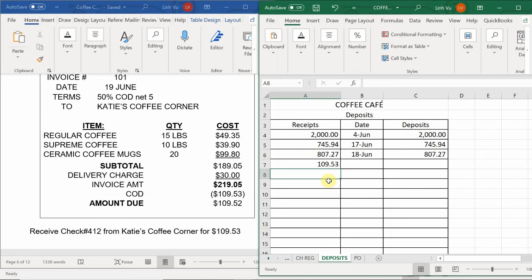Okay. So, in this case, the middle part is when I actually deposited it. In this case, I didn't deposit it yet. I'm holding on to it.